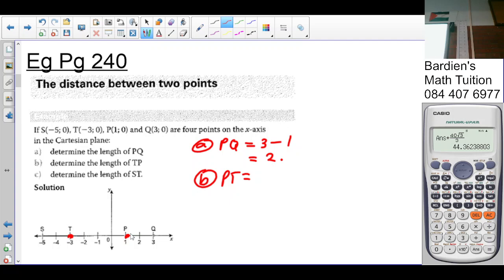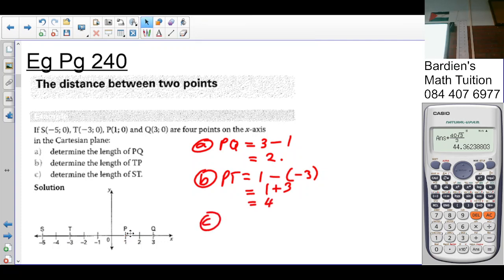How much do I know of you? But how did we get that? We said 1 minus negative 3, which is 1 plus 3, which is? Let's look at C.